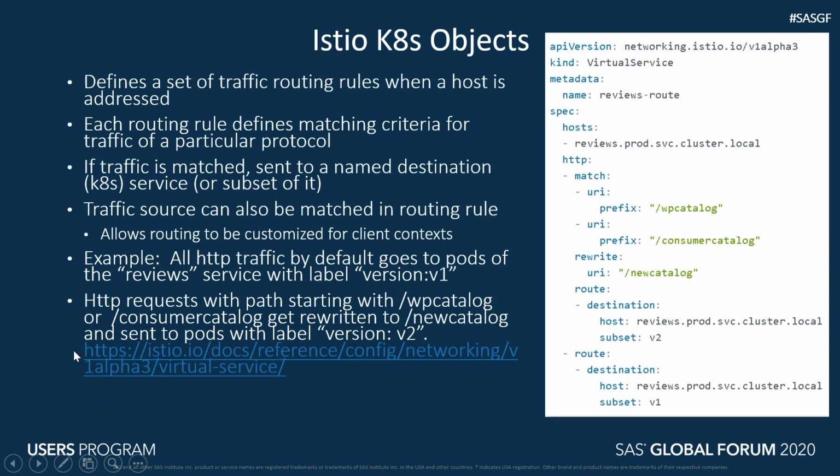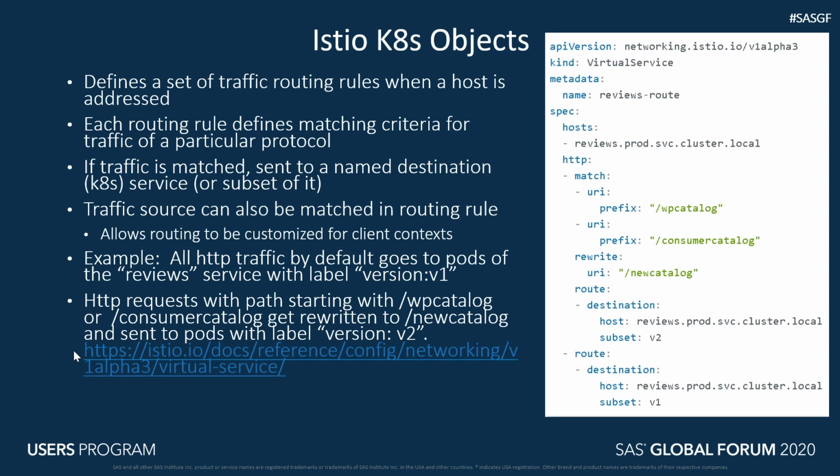Another kind of Istio Kubernetes object is the virtual service. The virtual service defines a set of traffic routing rules. When a host is addressed, each routing rule defines the matching criteria for traffic of a particular protocol. The virtual service is what allows us to split up and steer the incoming traffic to different services within Kubernetes. The traffic source can also be matched in the routing rules to allow it to be customized for client context, meaning the prefixes, the URLs, those kinds of things.